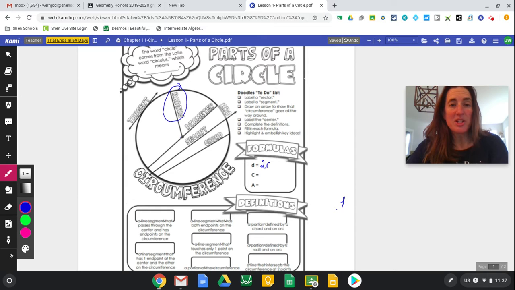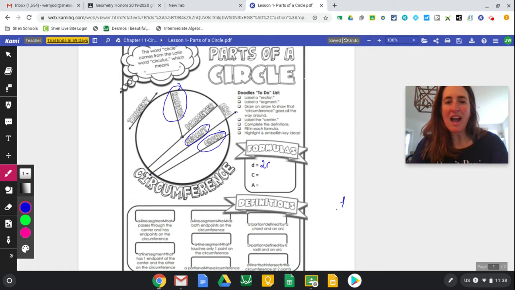Now, there are other terms inside the circle. For example, there is the chord, and the chord touches both ends on the circumference of the circle. Here's our chord in the circle. There's also a secant, which is a term you might not have heard of. A secant actually goes through the circle. It starts on one point of the circumference, and it goes all the way through the circle and comes out over here and over here.